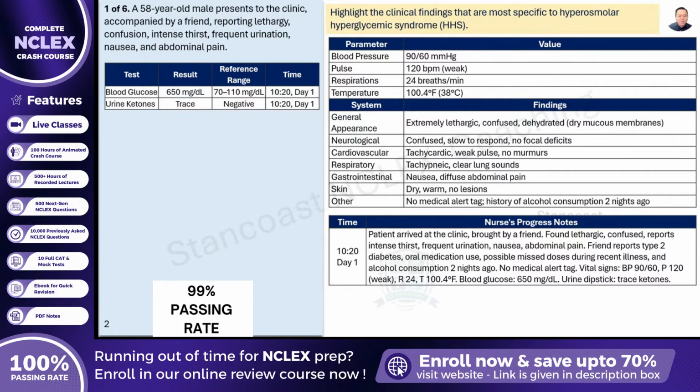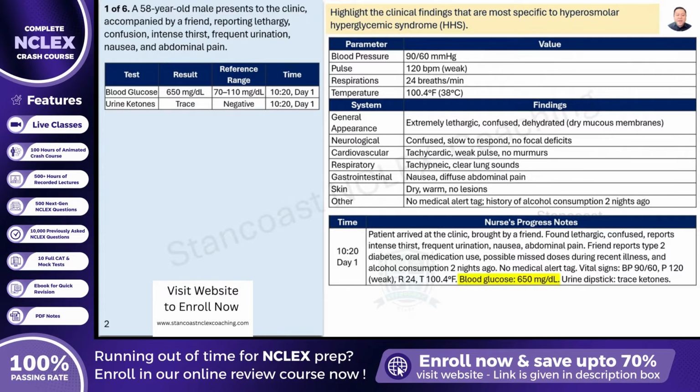Now, what do you think would be one of the most important findings that is linked very specifically to determine that the patient has HHS? Well, one of those is this one. We got a blood glucose of 650 milligrams per deciliter. This is really high. This is a red flag for HHS.